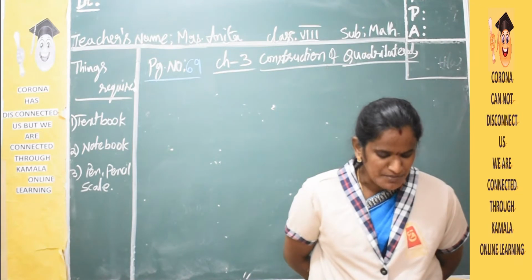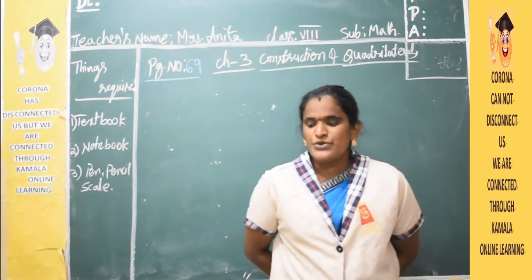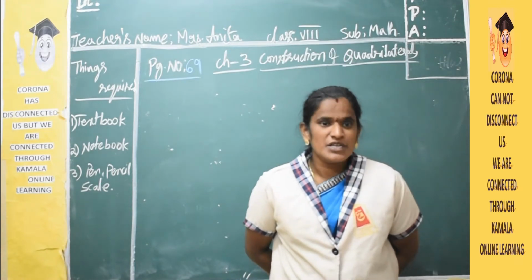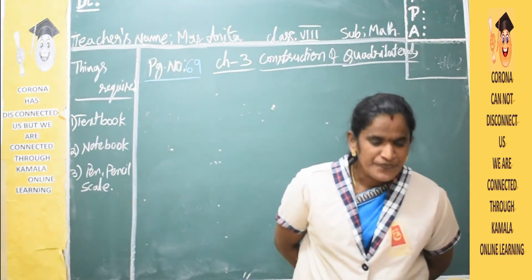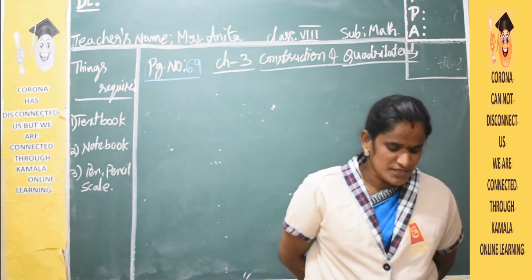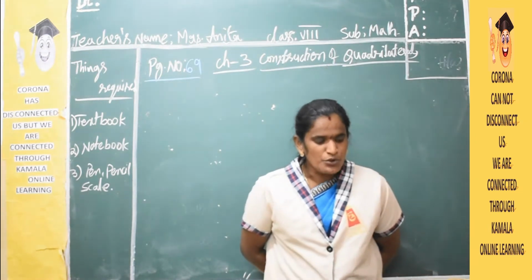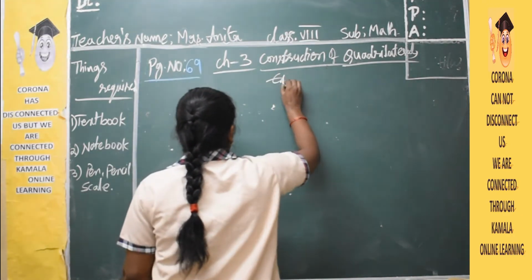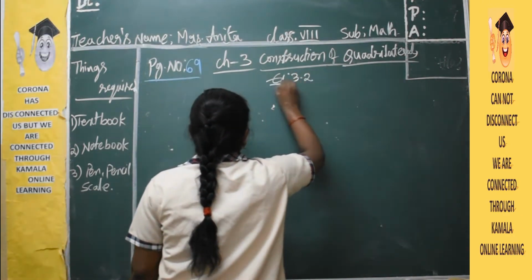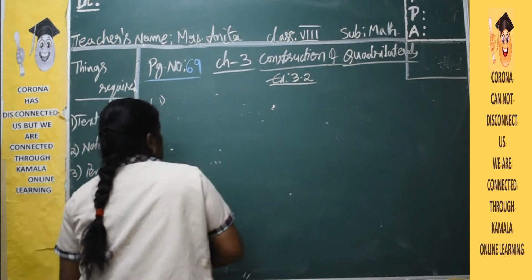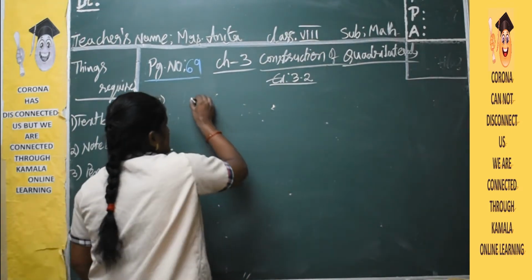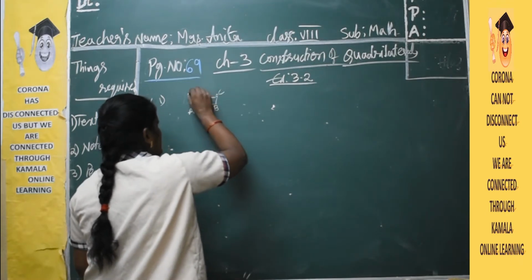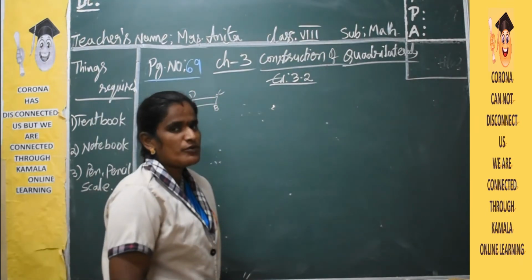Construct quadrilateral with the measurements given below. You have to construct the quadrilateral with the given measurements. Okay children? So what are those given measurements? You have to observe. Quadrilateral ABCD. First question, exercise 3.2. You have to construct quadrilateral ABCD, they are saying. So which type of quadrilateral we will get? We don't have an idea.